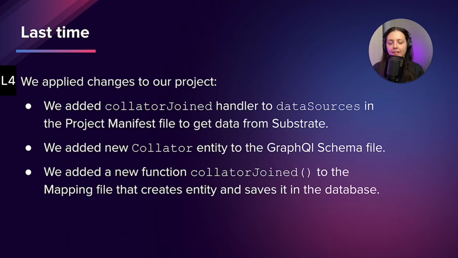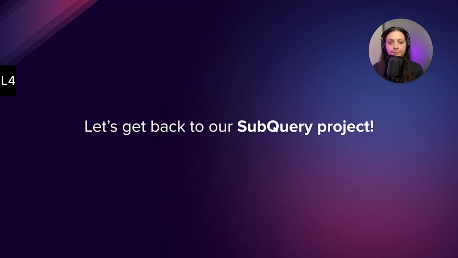And just a quick recap of what we have done last time. We also applied some changes to our existing project. We added a collator joint handler to the manifest file, and we needed to add the collator entity in the GraphQL schema file. And we also added a new function, collator joint, in the mapping file, and this function creates the entity and saves it in the database. So let's get back to our project and let's add the Collator.Left property to our entity.